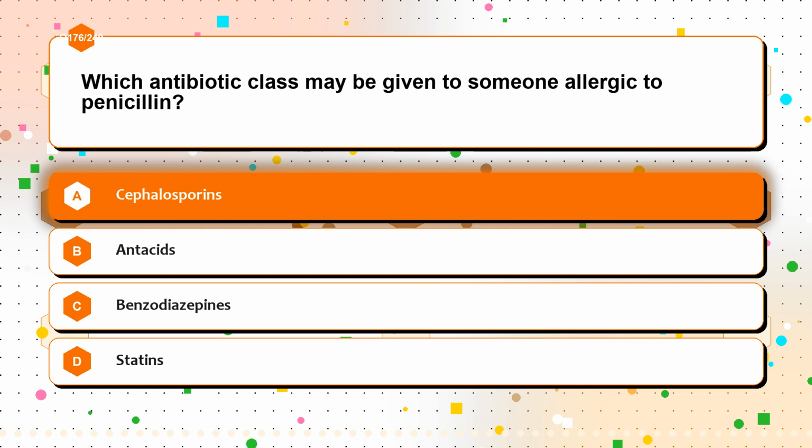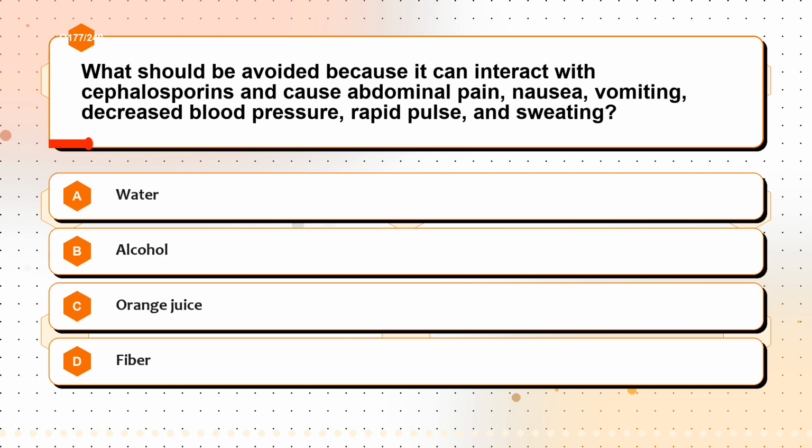The correct answer is option A. Cephalosporins. Question 177. What should be avoided because it can interact with cephalosporins and cause abdominal pain, nausea, vomiting, decreased blood pressure, rapid pulse, and sweating? Here are the options. Option A. Water. Option B. Alcohol. Option C. Orange juice. Option D. Fiber.